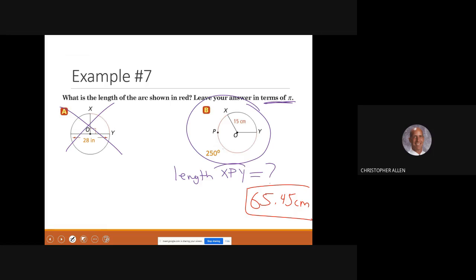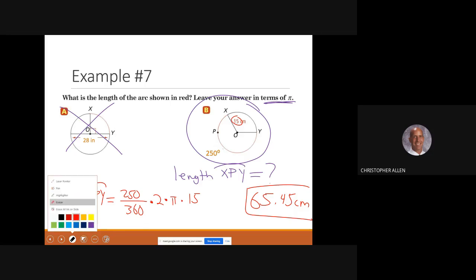In case you did not get that, here's how you would work it. The length of arc XPY is equal to 250 divided by 360 times 2 times pi times the radius here, and the radius I think we said was 15. So this is how you would do it. In fact, let me get rid of those degree symbols here. We don't need those. And then this is how you'll get to this answer.